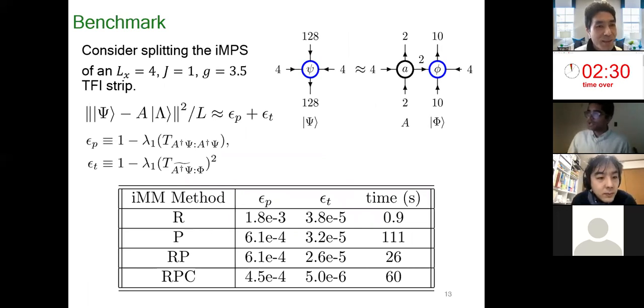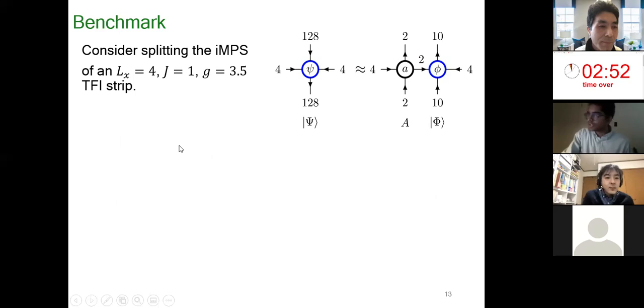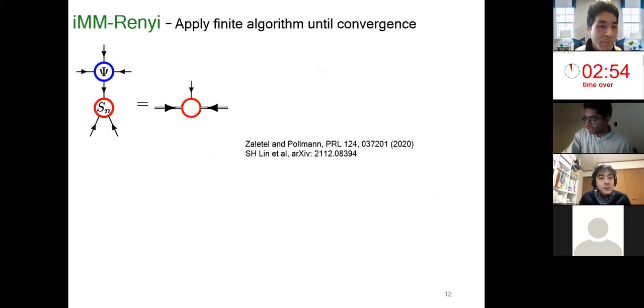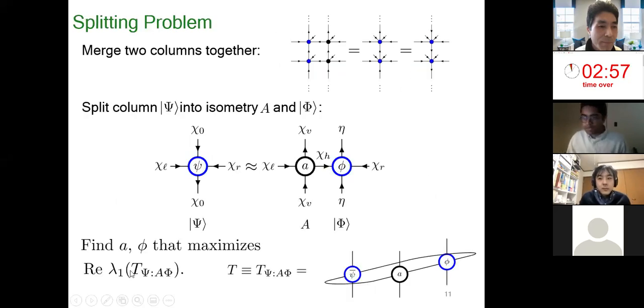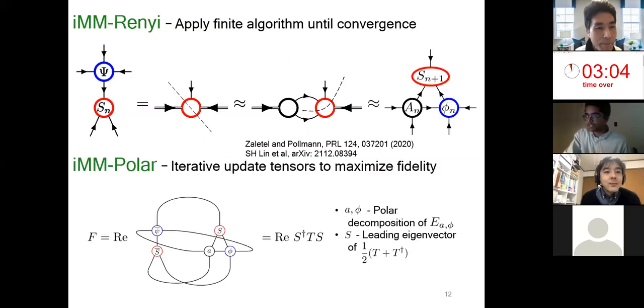Okay, yes. So our goal is to split this original MPS psi into two things, an isometric A and a new MPS phi. And then we note that this isometric A has the property that A dagger A is the identity because it's an isometry. So the original error, or the total error, is going to be 1 minus the maximum eigenvalue of the regular transfer matrix squared. And we're going to decompose that into the truncation and the projection errors.